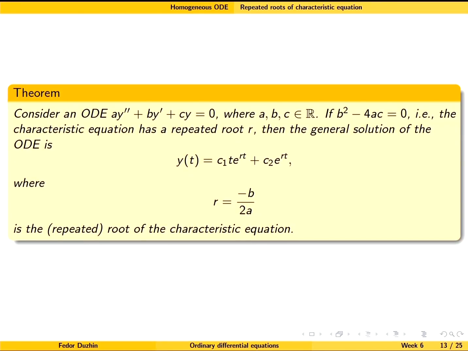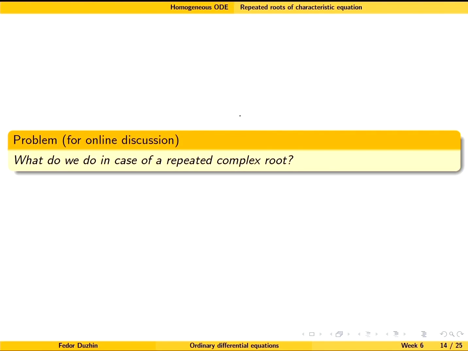Okay, here is the general theorem. We already proved it using this kind of method with multiplying by an unknown function v. Well, and finally, a little challenge for you. We have covered these three cases: two different real roots of the characteristic equation, a multiple real root of the characteristic equation, and two different complex roots. But how do we solve the second order linear homogeneous equation with constant coefficients if the corresponding characteristic equation has a repeated complex root, right?